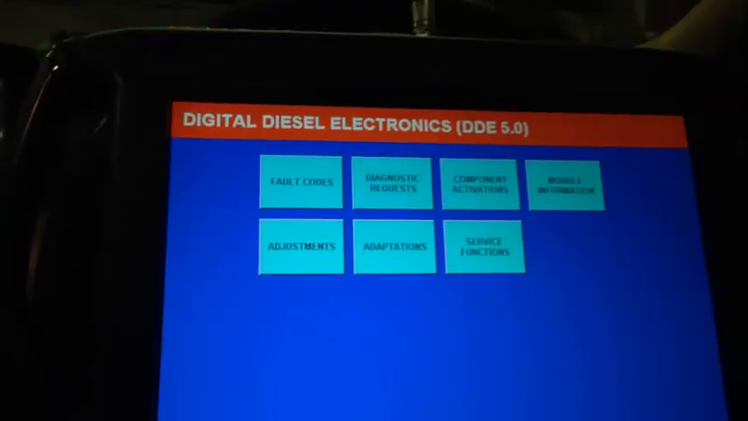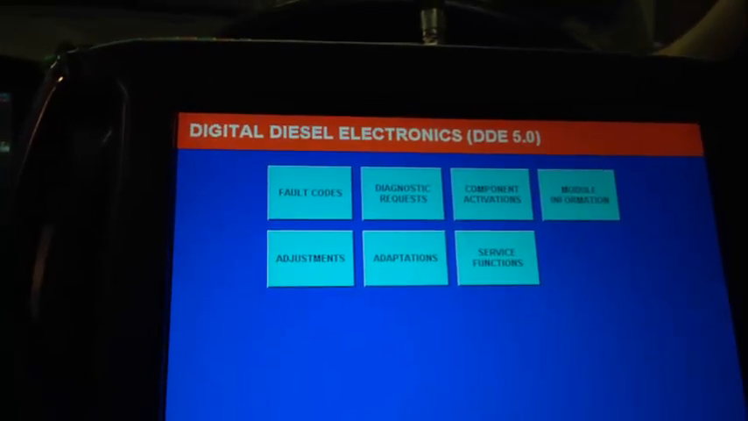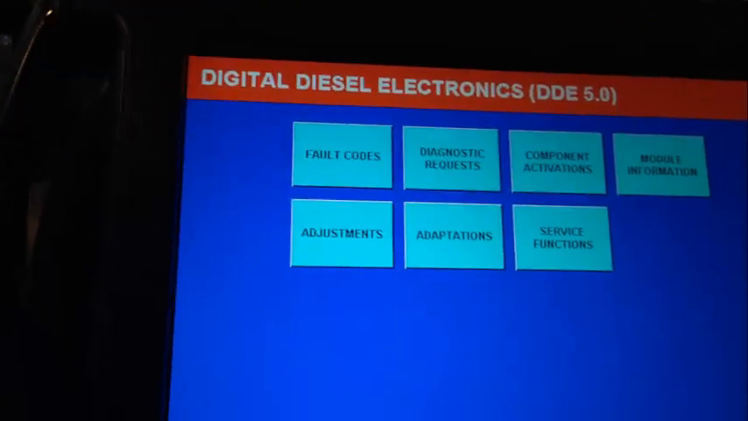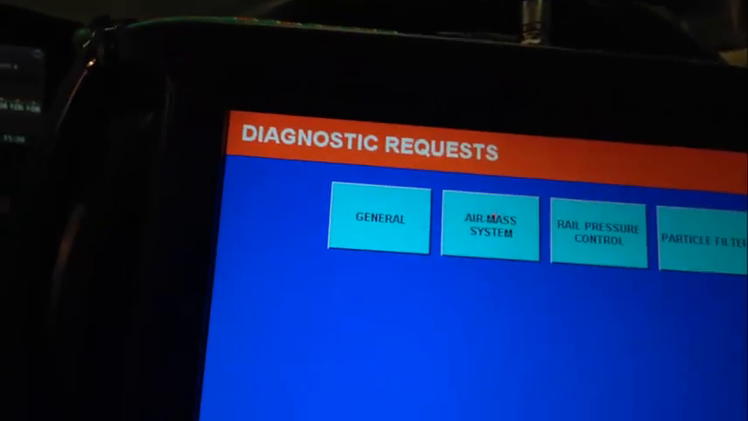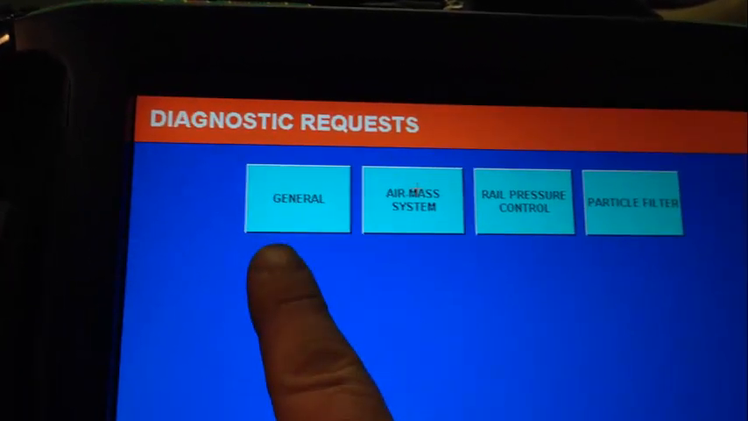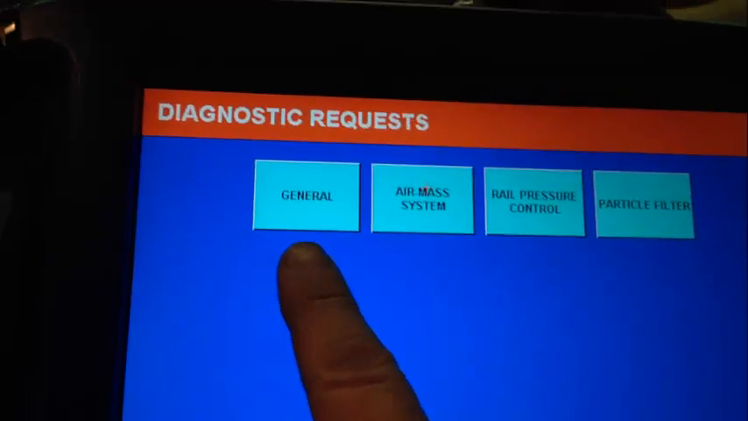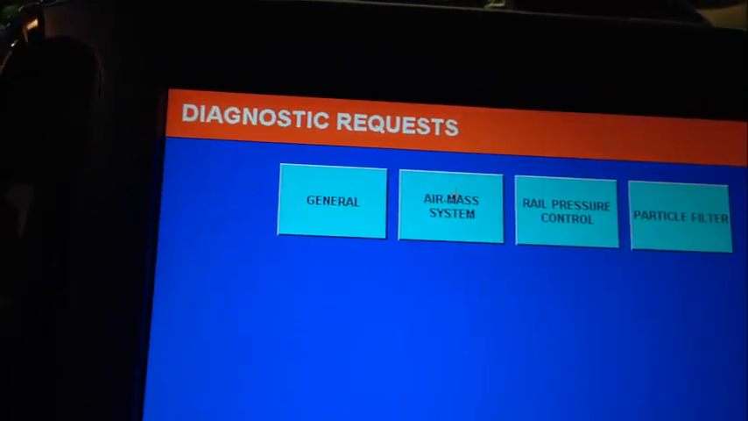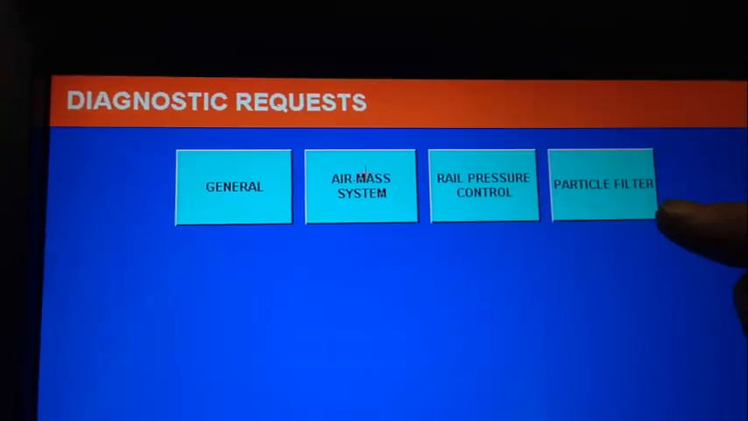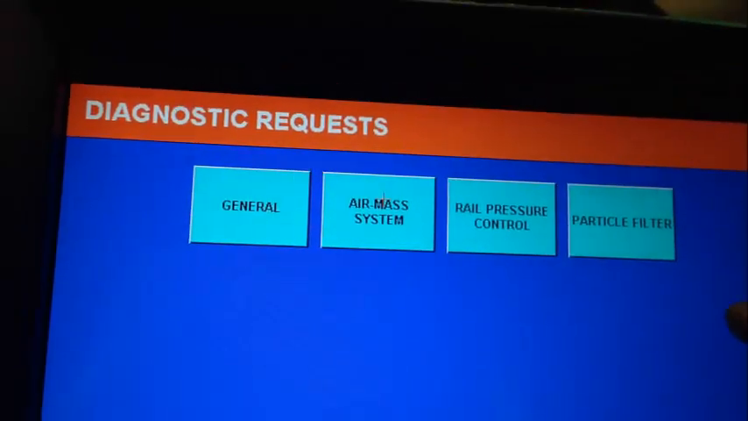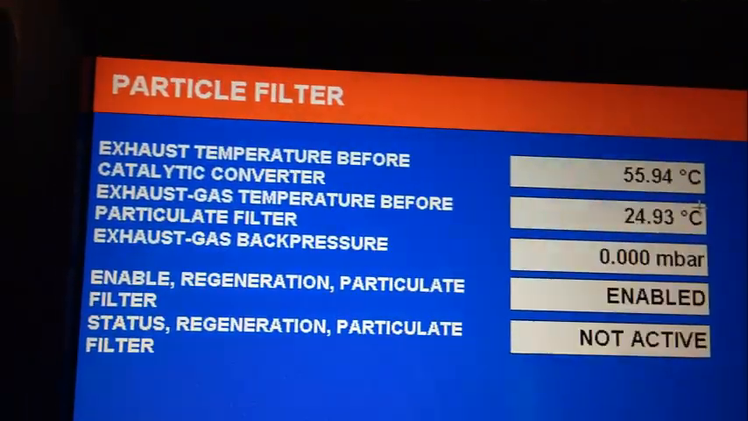Okay, so we're inside the car now with the AutoLogic, and we're going to start the car up and have a check out this live data. We'll go to diagnostic requests, and what you can see is we've got the data split into general, air mass system, rail pressure control and particle filter. What we're going to look at is particle filter, and if we dive in there, we'll have a quick look at the live data stream.